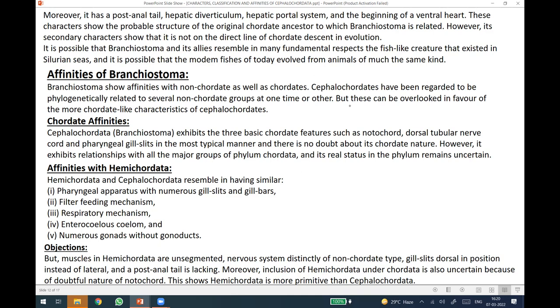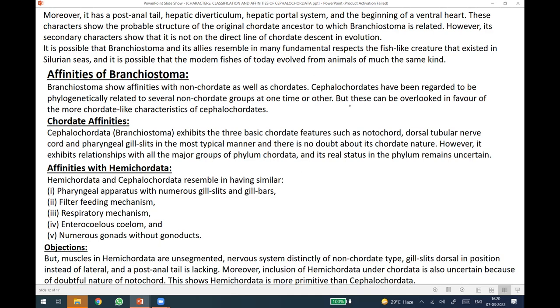Then it shows affinities with Hemichordata. Many remarkable characters shared with Hemichordata have been noted, like the pharyngeal apparatus with numerous gill slits, filter feeding mechanism, respiratory mechanism, enterocoelous coelom, and numerous gonads without gonoducts. But the objections are also there.